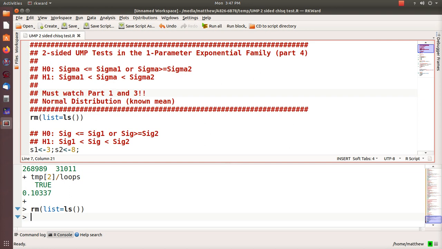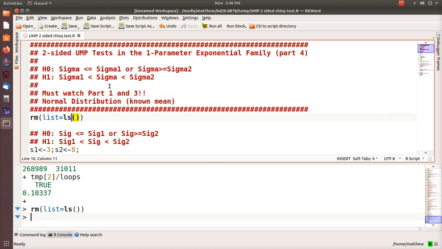This is the next video in a mini series within that playlist. The mini series deals with two-sided, uniformly most powerful tests in the one-parameter exponential family. Here we're going to look at testing the variance of a normal distribution. The null hypothesis is that it is less than some value or greater than some value, and the alternative hypothesis is that the true variance is between those two values.